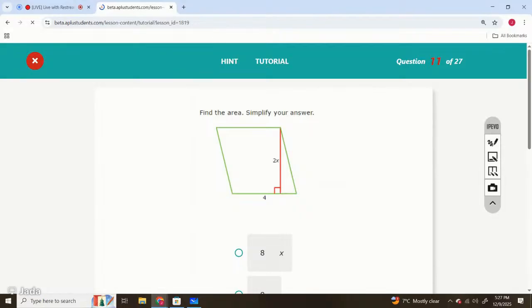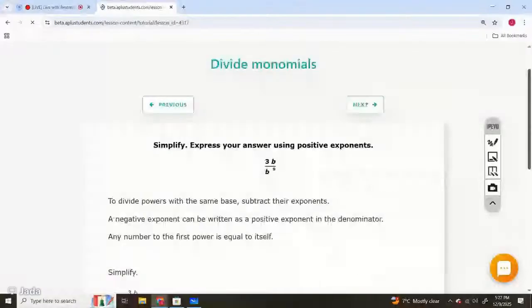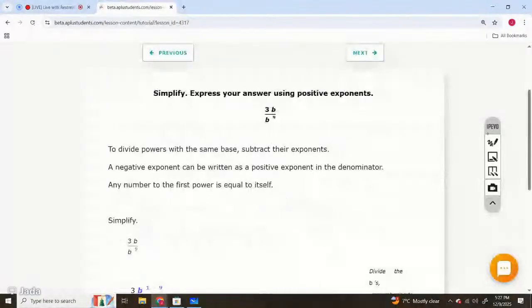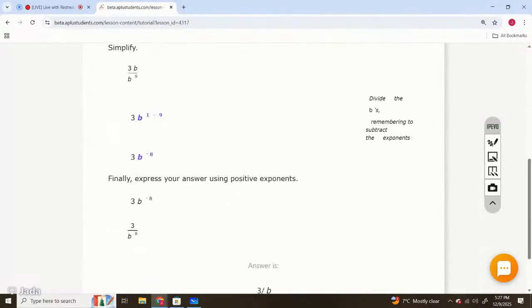The next lesson is divide monomials. 3b divided by b to the 9. So they have the same base and they are dividing. When they are dividing, we need to subtract their exponents. That would be b exponent 1 minus 9. So that is 3b exponent negative 8. We need to keep the exponent positive, so we write it in the denominator. That would be 3 divided by b exponent 8.